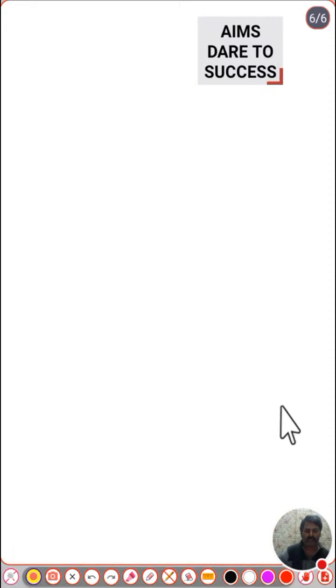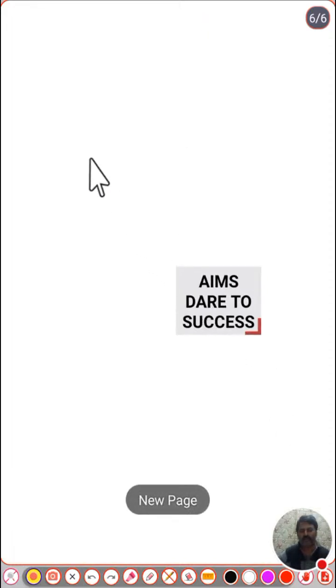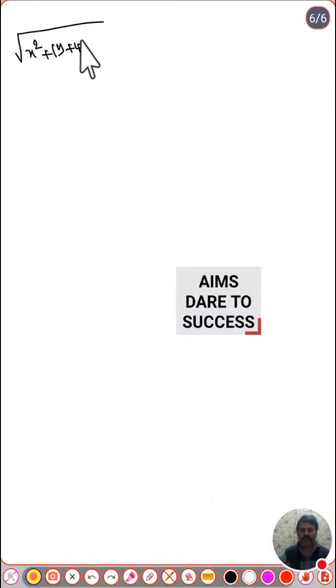Now I am taking one more step. The first root will be the same, root of x square plus (y plus 4) whole square. The second root value going to the right side, we get 10 minus root of x square plus (y minus 4) whole square.